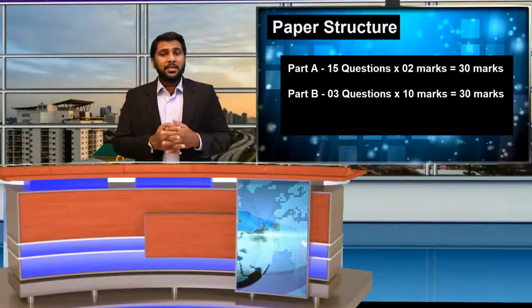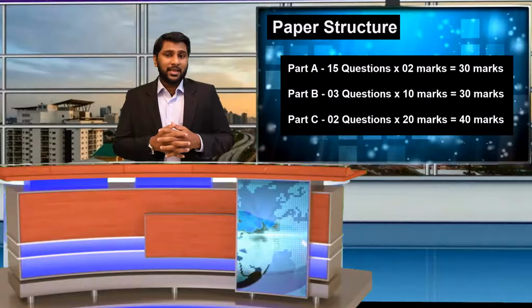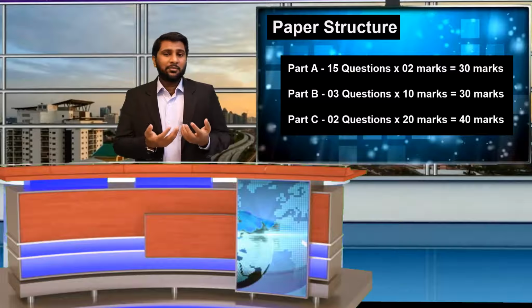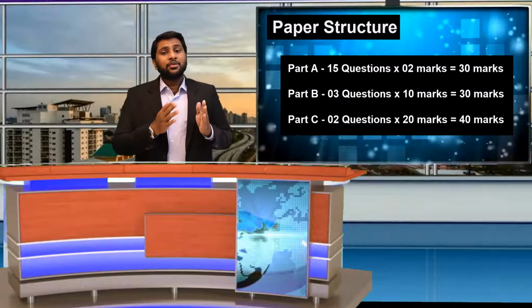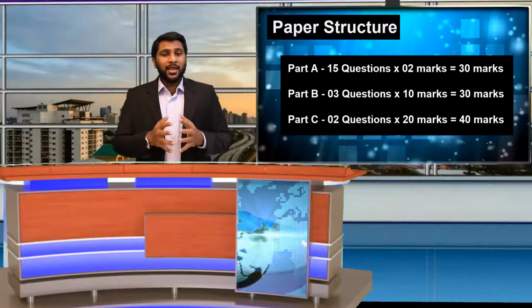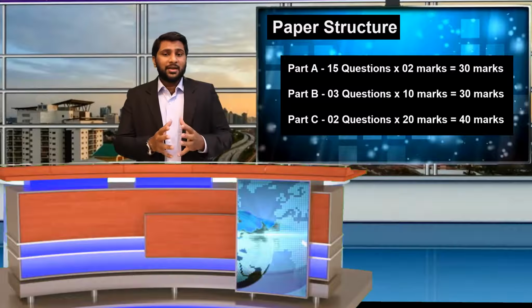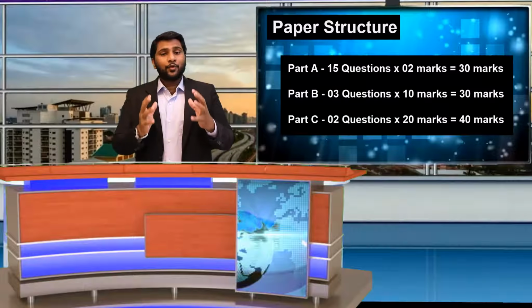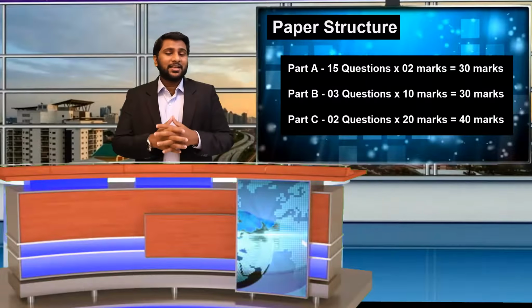If you take Part C, you have 2 20-mark questions. For each 20-mark question, you will be getting certain numbers and certain theories. Approximately for one question, you will be getting 9 to 11 marks for numbers and the remaining will be the theories. Likewise, you have 2 20-mark questions, so from Part C of your paper, you will be getting 40 marks. So Part A 30 marks, Part B 30 marks, Part C 40 marks. In total, this is how your 100 marks are calculated for the ACCA Financial Management paper.